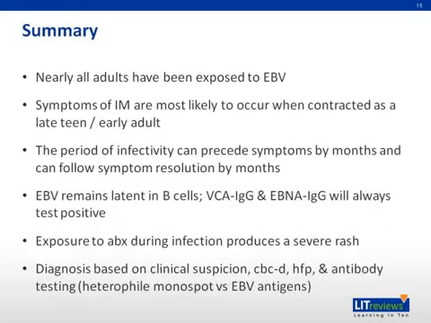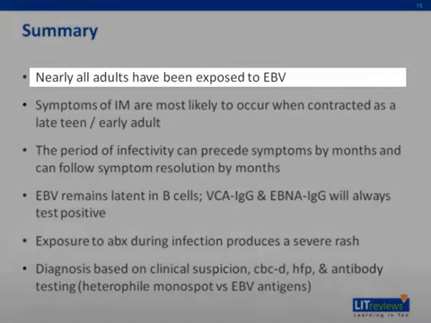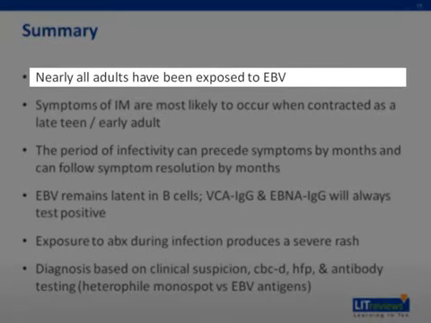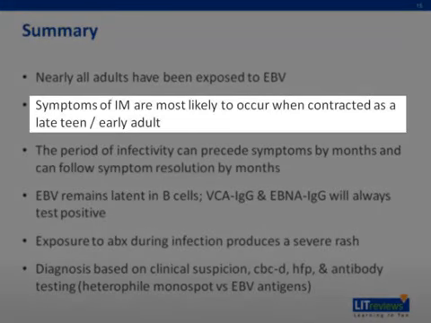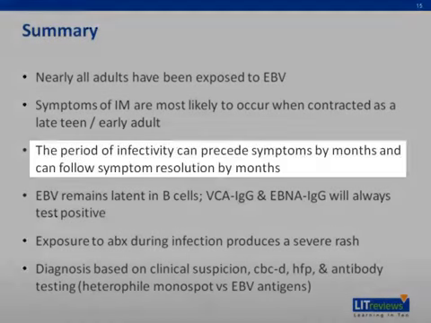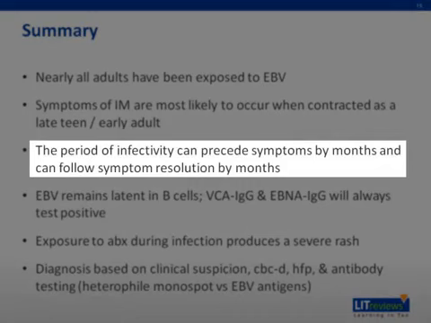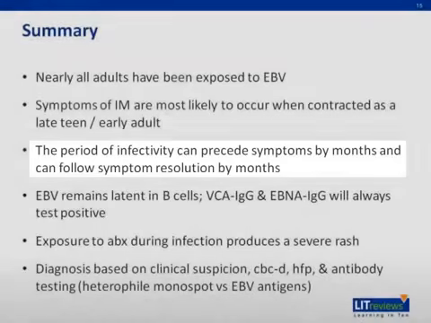A couple of key take-home points. The first is that nearly all adults have been exposed to EBV, and the symptoms of mono therefore most likely occur when a patient is exposed during their late teen or early adult years. The period during which the patient is contagious can precede the symptoms by months and can follow the resolution of symptoms by months, and it's important that a patient know that they're still contagious.